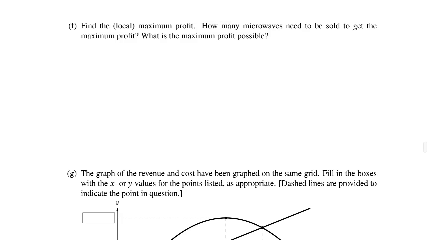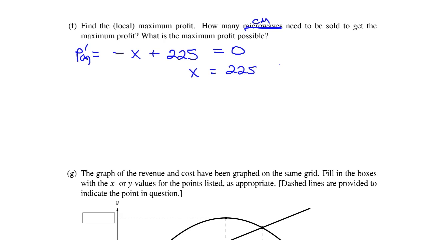Question F. Find the local maximum profit and how many coffee makers need to be sold to get the maximum profit. What is the maximum profit possible? So we know that maximum profit occurs when the derivative is equal to 0. So I'm going to take the derivative of the profit function. We're going to get negative x plus 225. We're going to set that equal to 0, and then solve for x, and you get 225. So it's 225 coffee makers.